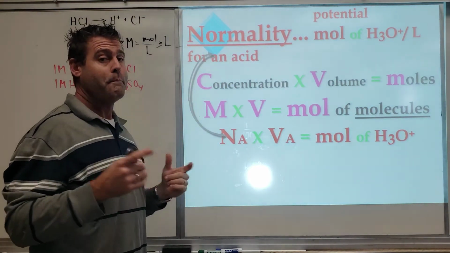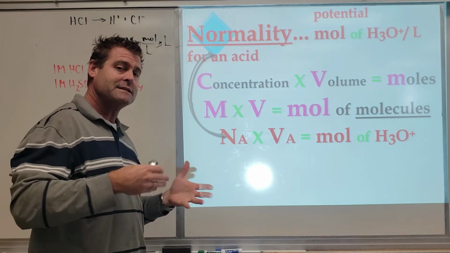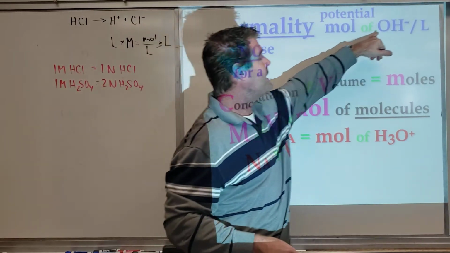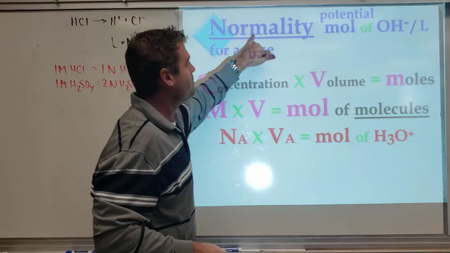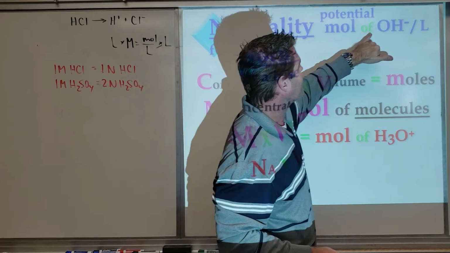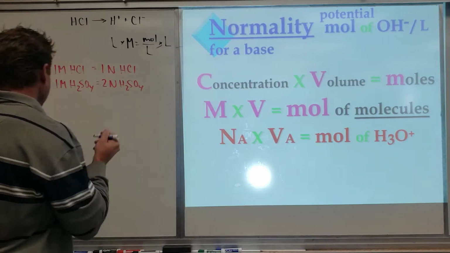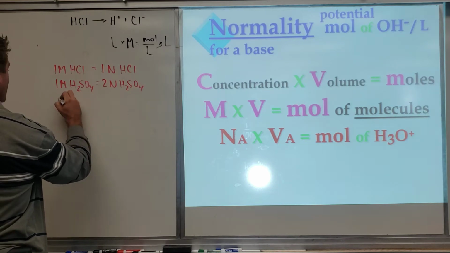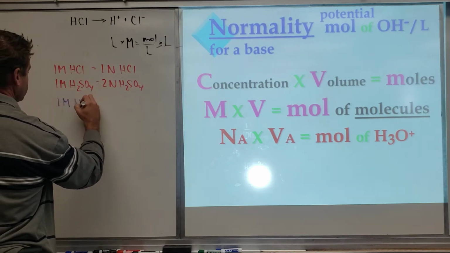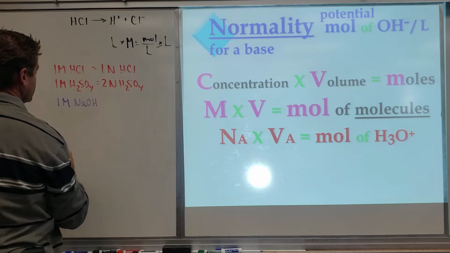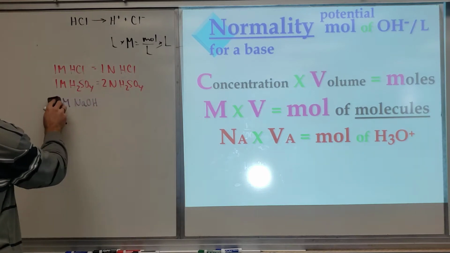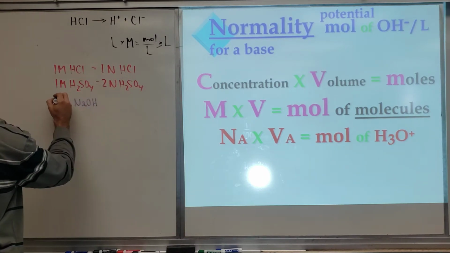when we're talking about the normality of a base, remember, what is it that makes a base a base? When we think of base, we think hydroxide ions. So the normality of a base would be the potential moles of hydroxide ions per liter. So for example, let's just do a typical base. We've got 1 molar NaOH. You know what? Let me mix it up a little bit. Let's say it's 2 molar NaOH.